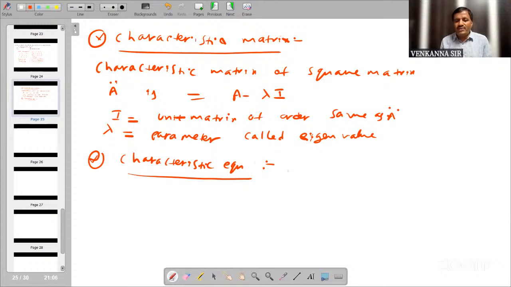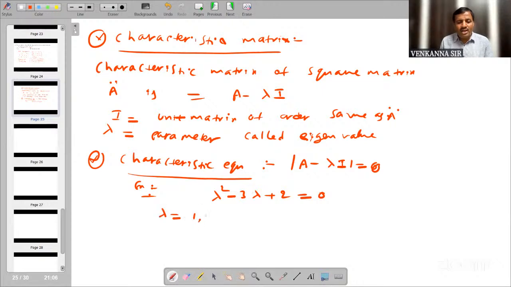Characteristic equation. What is the definition? Determinant of A minus lambda I equal to 0 is called the characteristic equation. Example: lambda square minus 3 lambda plus 2 equal to 0 is a characteristic equation, and this lambda is called the eigenvalue. What are the roots here? 1 comma 2 are the roots of the equation. They are called the eigenvalues.